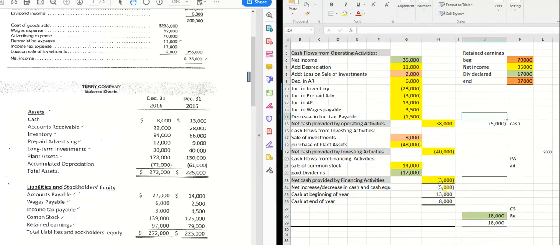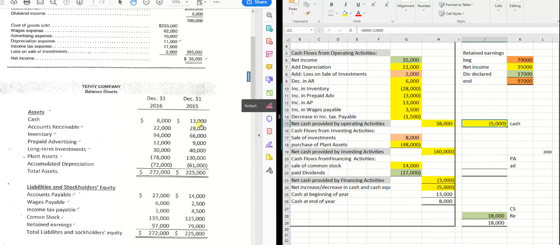I add these up. 38,000 minus 40,000 minus 3,000, I get a negative 5,000. That is what I compare to this. That's one nice thing about a cash flow statement: you have a check figure. They're not easy, but you have a check figure.